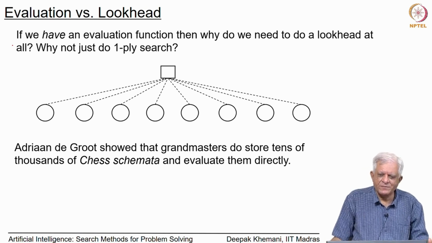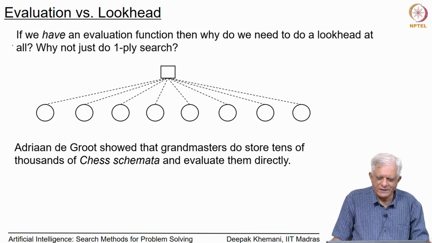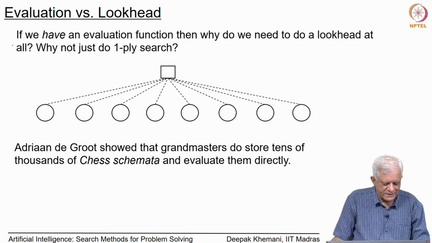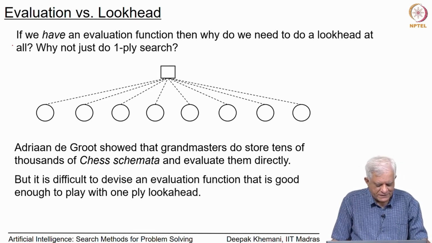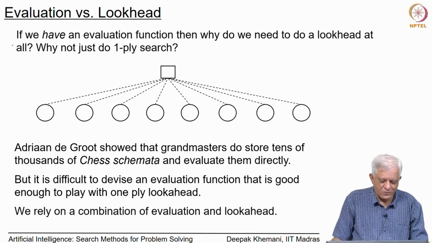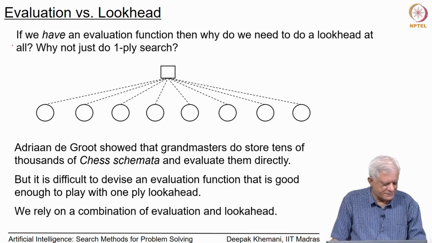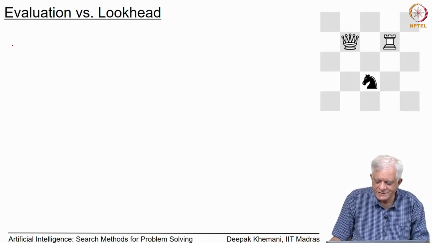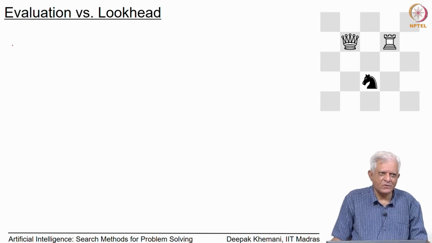So, there is always a trade off between how much you can recognize by looking at a board position versus how much you need to look ahead and try to figure out what is going to happen essentially. The trouble is that it is difficult to devise an evaluation function that is good enough to play with one ply look ahead essentially. We rely on a combination of evaluation and look ahead therefore essentially. So, let us look at some situations where what we are doing by evaluation could have been got by look ahead.